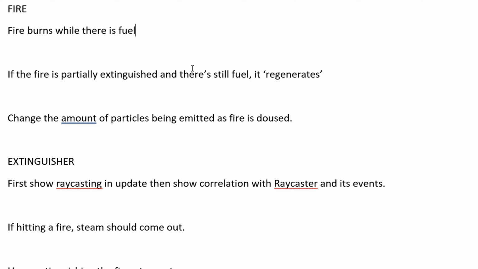Okay, later, for example, if we start to put out the fire and then we stop putting out the fire, if we run out of water or something, the fire would regenerate. Okay, so if the fire is partially extinguished, then we want to regenerate. We want to increase our current intensity to a maximum value again. Okay, and whenever the fire is being extinguished or being regenerated, we want to change the amount of particles being emitted to be a function of the amount of intensity there is. Okay, so we'll think about how we can do that.